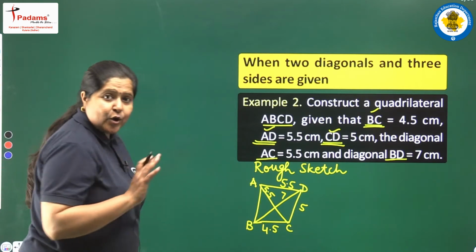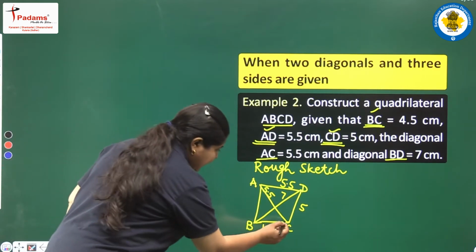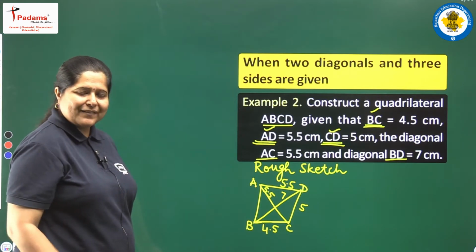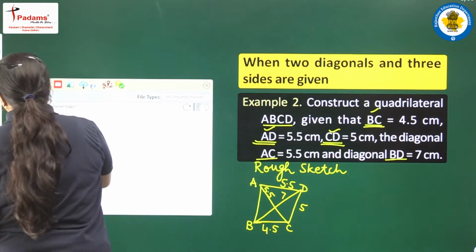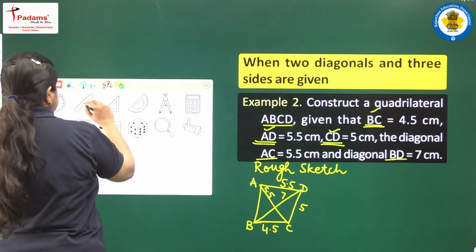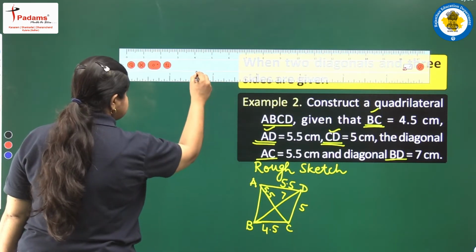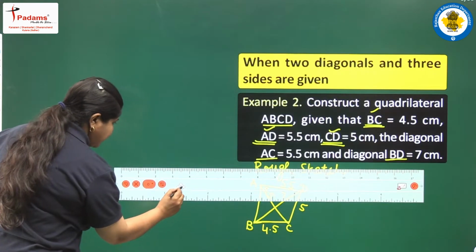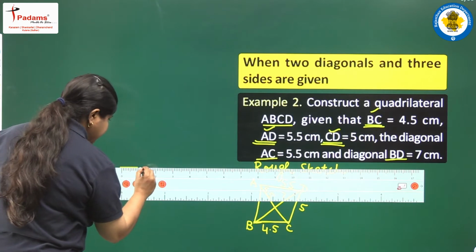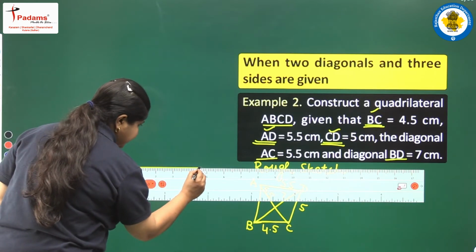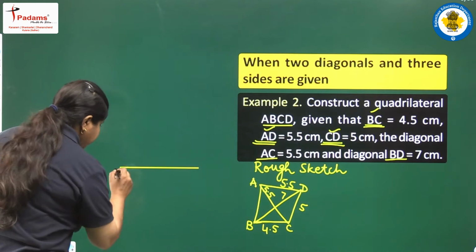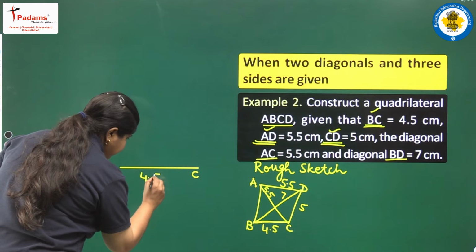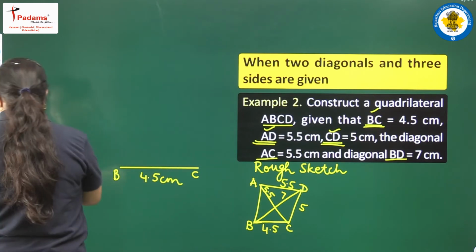Now we can easily draw this quadrilateral because we have this baseline segment BC equal to 4.5. We start with the help of one scale and then start this construction. The first line segment should be BC equal to 4.5 and this one is measuring 4.5. Let us name it as BC. Then what next we will do?